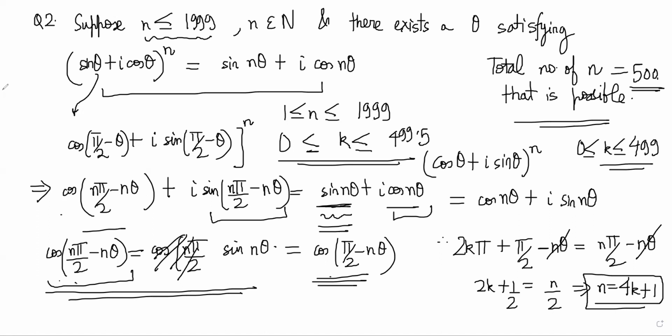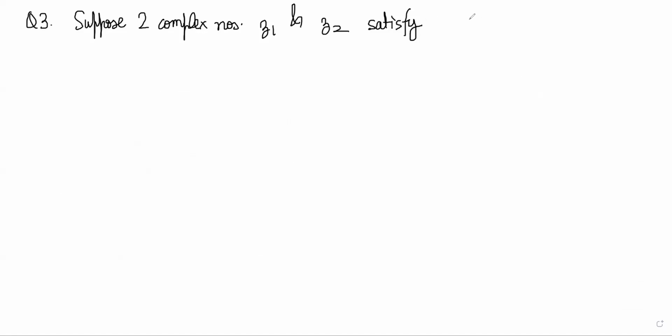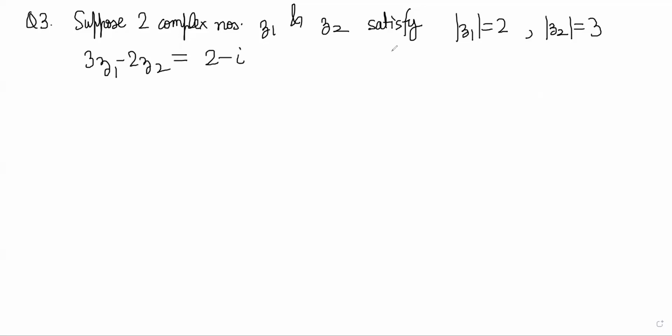Let's look at another one. Here basically we learned De Moivre's theorem. So we'll look at other properties. The third one is this. Suppose two complex numbers z1 and z2 satisfy mod of z1 is equal to 2, mod of z2 is equal to 3, and 3z1 minus 2z2 is equal to 2 minus i. We have to find the value of z1 z2, the product of the two complex numbers z1, z2.